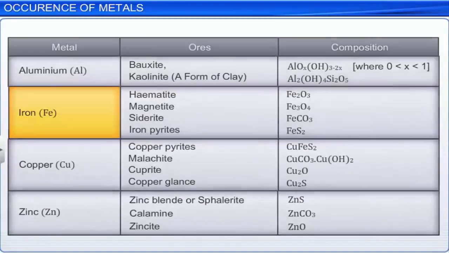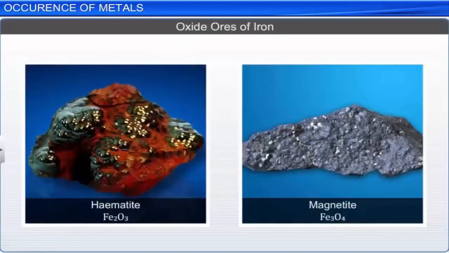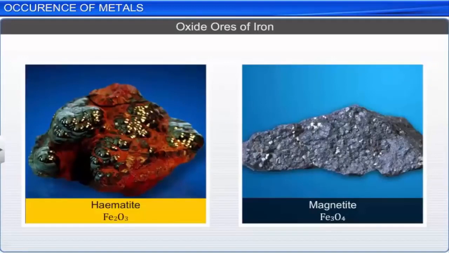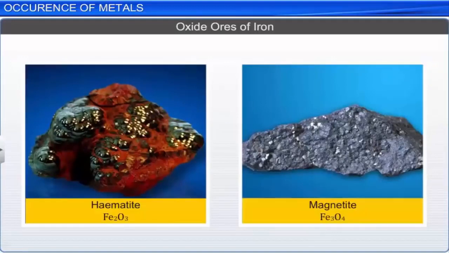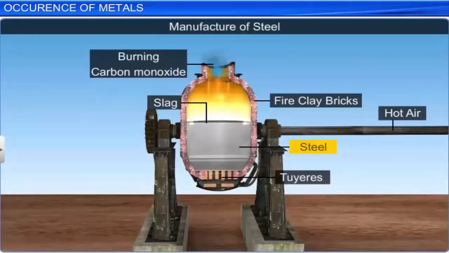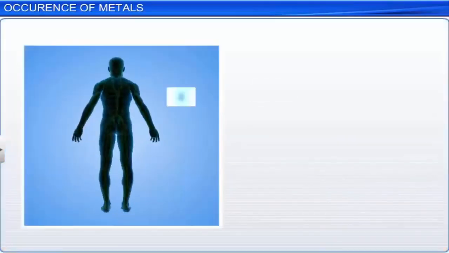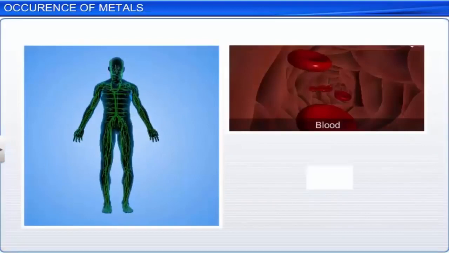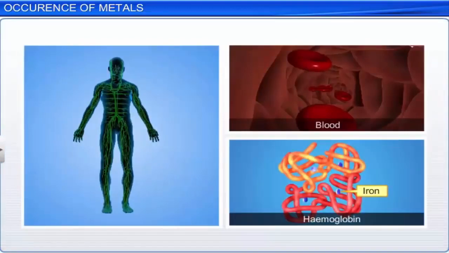Iron is mainly extracted from its oxide ores, such as hematite and magnetite. The iron extracted from these ores is mostly used in the manufacture of steel, an alloy of iron. Iron is also an essential element found in biological systems.